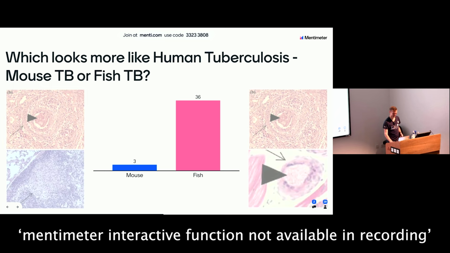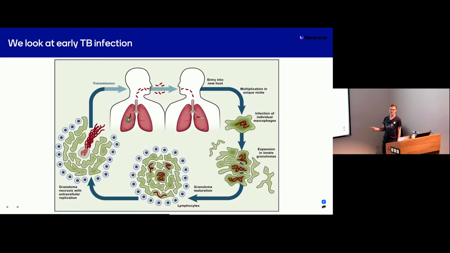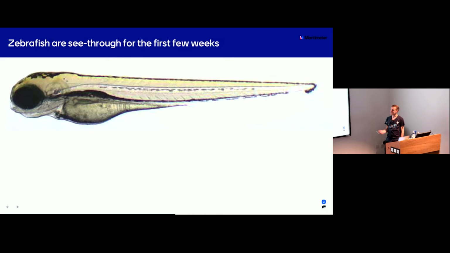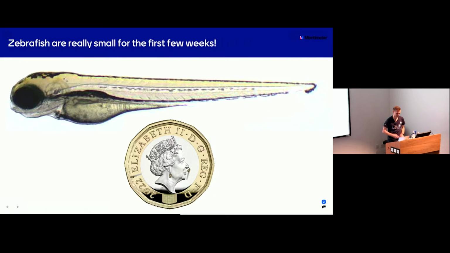And so, as I said, we don't look at this stage of transmission, how the bacteria go from one person to the next. But what we do look at is this early stage. So when a macrophage eats the bacteria, and then how that granuloma, that circle of cells, forms. And what's really cool about the fish is that this is a fish that's only a couple of days old. And in the first few weeks, the fish are see-through, so you can see right through the fish. The other really cool thing about them is that they are very small.